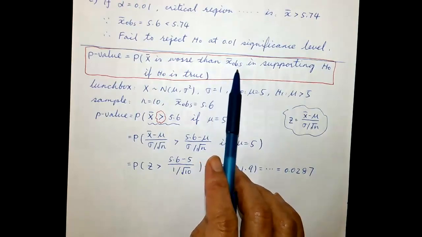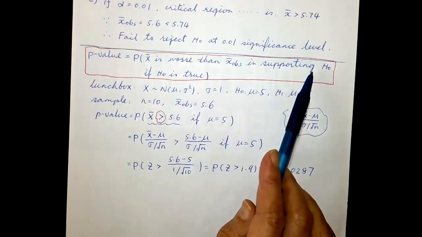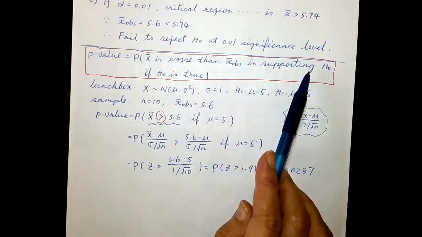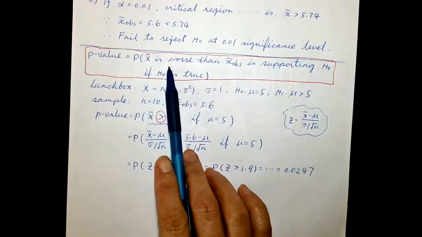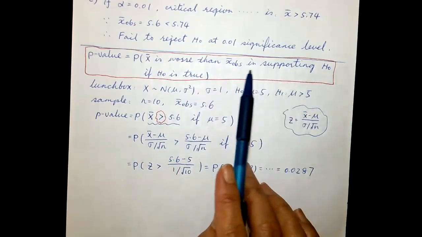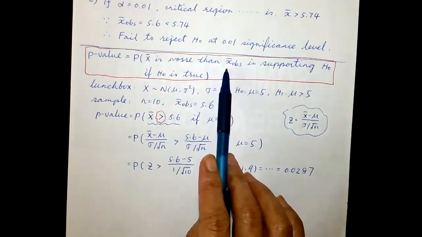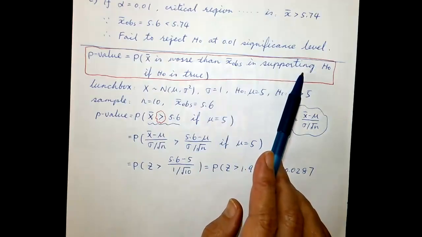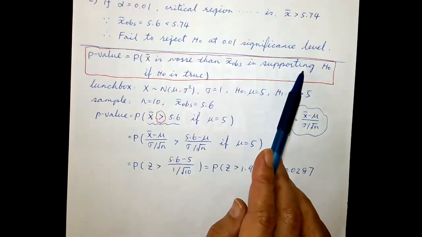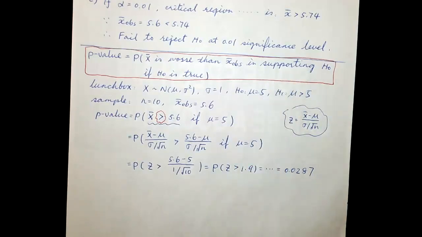If the current sample is so bad already in supporting H naught, then what should you do? You don't support H naught. I repeat, if it's impossible to find a worse one than the one you have in supporting H naught, that means the current sample is already very bad in supporting H naught. Then you make the decision that I don't support H naught. So if your p-value is very small, you reject H naught.